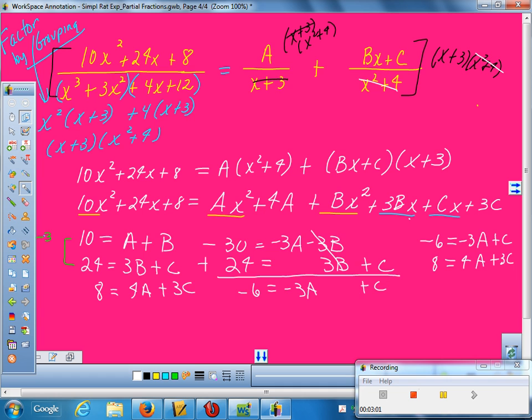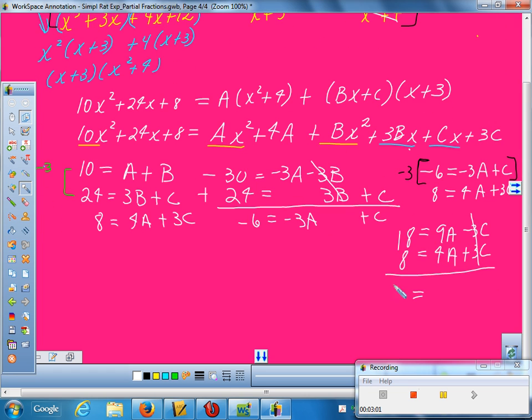Now I have two equations with the same two variables, so I will be able to eliminate. In this case it looks like c's would be the easiest to eliminate. So I'm going to take the top equation times negative 3 in order to get my c's to eliminate. That will give me positive 18 equals positive 9a minus 3c. I'm going to leave the second equation as is. And so when I add together, the c's cancel, and I have 26 equals 13a, so a must equal 2.